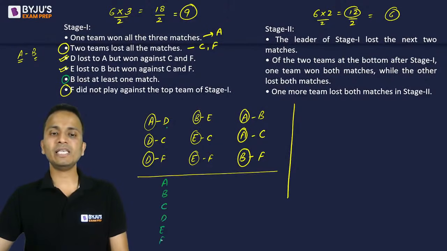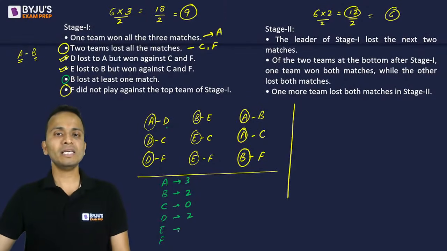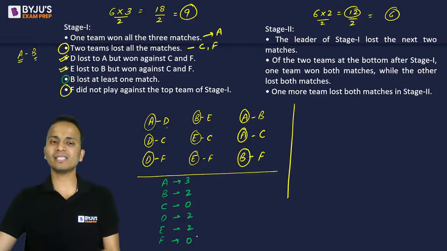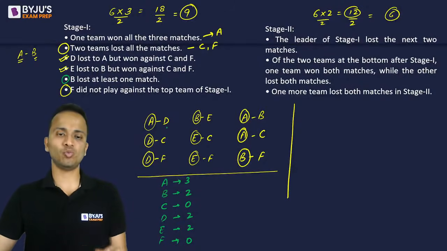A, B, C, D, E, F. A has won all the 3 matches. B ने कितने मैचेस जीते हैं? 1 and 2, 2 matches. C has lost all the matches. D has won 2 matches. E has won 2 matches. And F has won 0 matches. Alright, so this is the standing after stage 1.